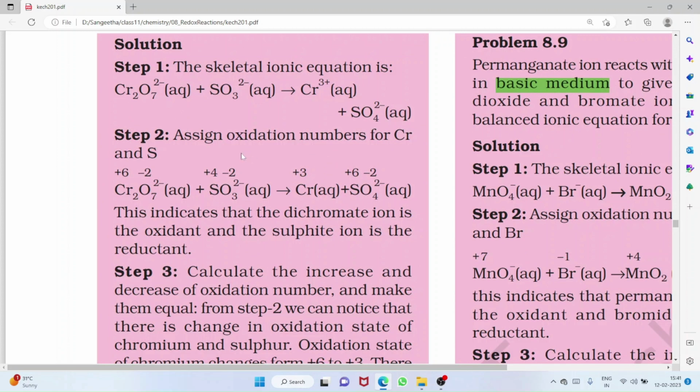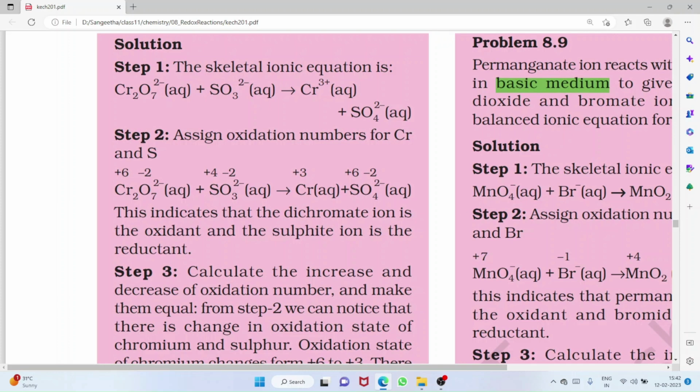Then you have to assign the oxidation numbers. So how do you find the oxidation number of chromium? You have to use the rules which I mentioned. For oxygen we use negative 2. So 2Cr minus 14 equals minus 2, 2Cr equals plus 12. Then Cr will have positive 6.